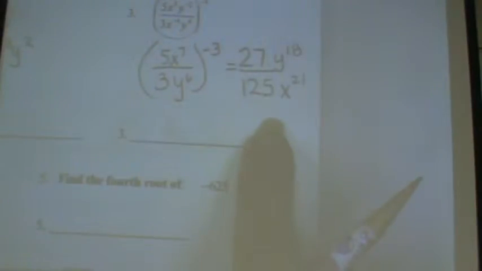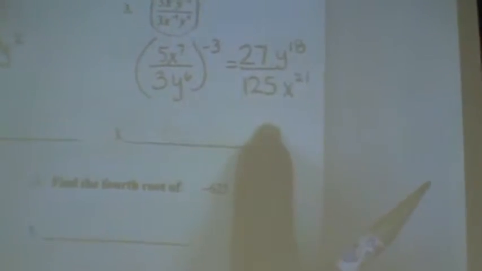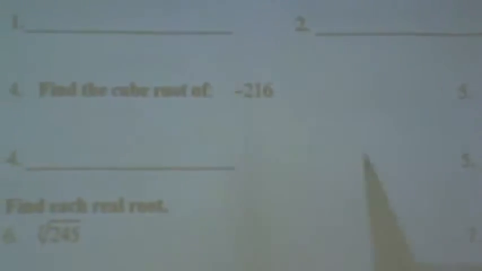Okay, the next one, number 4. Wait, what number was that? Number 3, this is the correct answer. Okay, number 4, the cube root of -216 is -6.